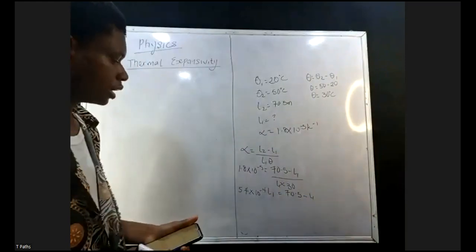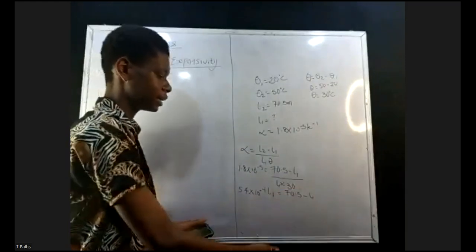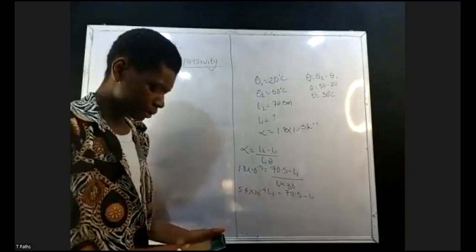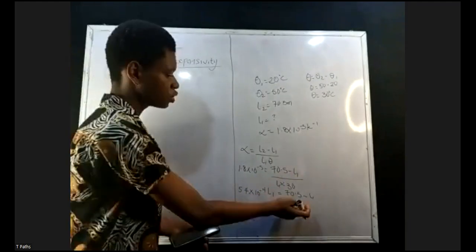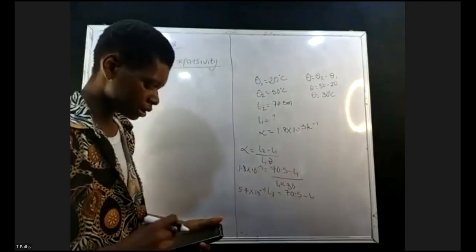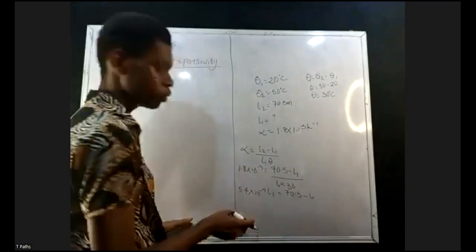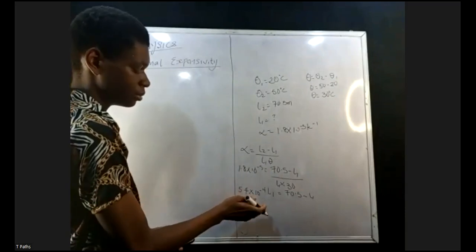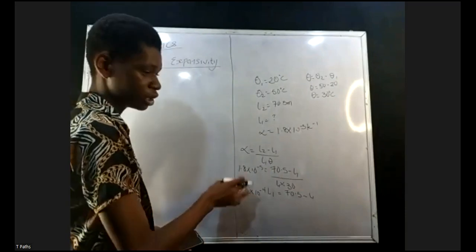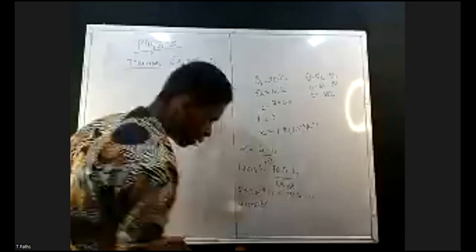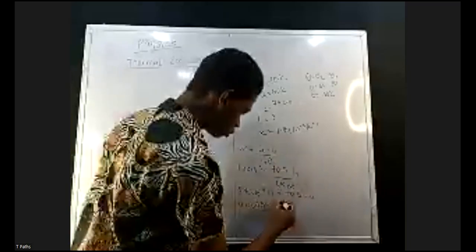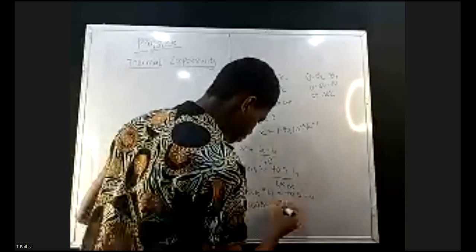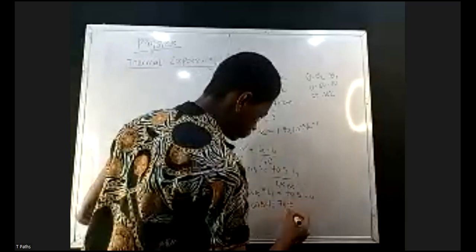So now I'm going to simply collect like terms. I have L1 here and I have L1 here. Collecting like terms, I'm going to bring this L1 to this side, so the sign is going to change from negative to positive. All right. First of all, I have to change this from standard form, so this is 0.00054, right? 0.00054 L1 is equal to 70.5 minus L1.